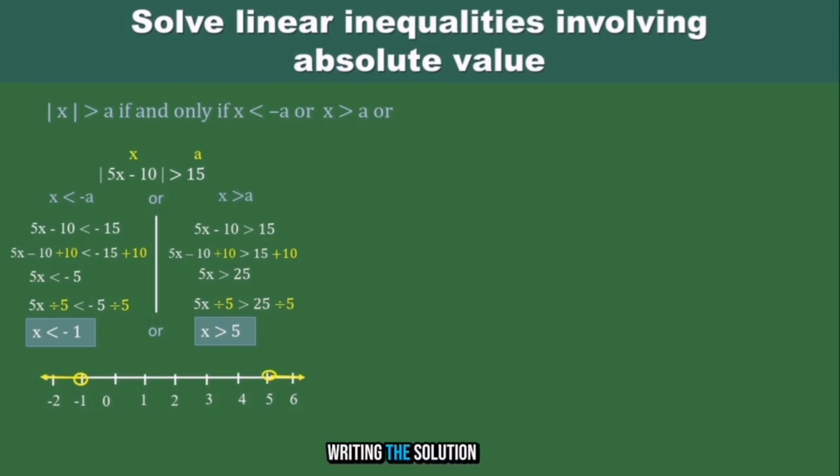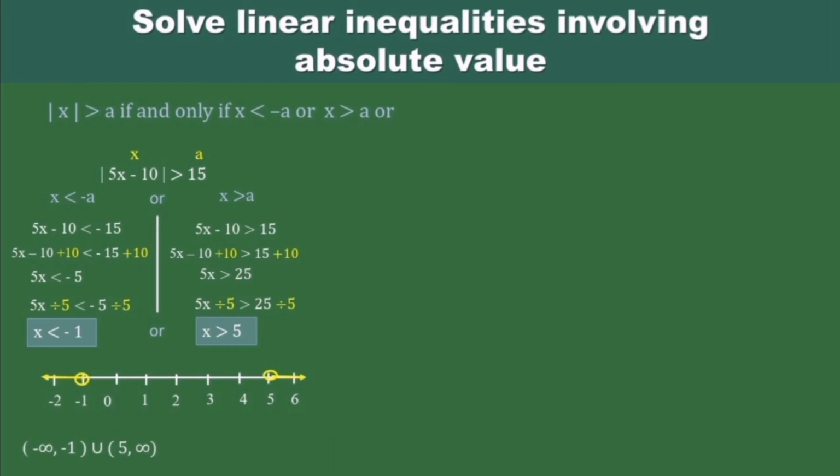Another way of writing the solution is in interval notation. Open interval negative infinity to negative 1. This means all numbers from negative infinity up to negative 1, not including negative 1. The parenthesis means not including. Open interval 5 to positive infinity. This means all numbers from 5 up to infinity, not including 5. Again, the parenthesis means not including. The ∪ symbol means union. It means we're combining these two sets of numbers.